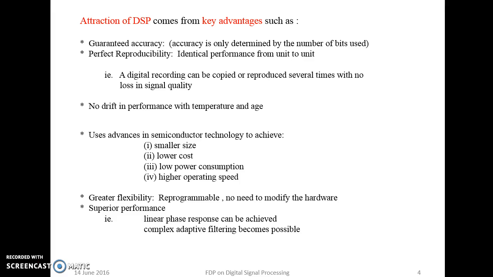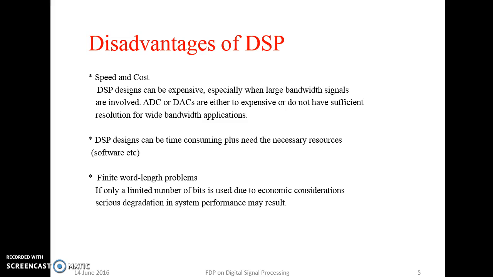The third one is no drift in performance with temperature and age. The fourth one is that it uses advances in semiconductor technology to achieve smaller size, low cost, low power consumption and higher operating speed. The fifth one is greater flexibility. We do not need to modify the hardware of our DSP processor. And finally, superior performance. Here a linear phase response can be achieved, and complex adaptive filtering becomes possible.